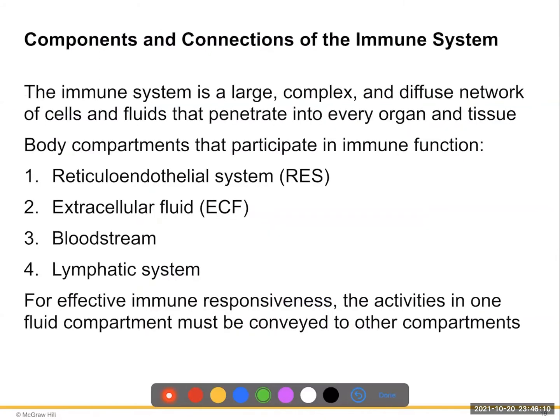So the immune system is really large and complex. It's a diffuse network, and it penetrates cells and fluids. And it penetrates into every organ and tissue of the human body. Body compartments that participate in immune function are the reticuloendothelial system, which is all the fibers, connective tissues, and support structures of the body; the extracellular fluid, which is all fluid outside the cells; and the bloodstream and lymphatic system. Bloodstream and lymphatic system carry all the white blood cells to and from where they need to get. So for an effective immune response, activities in one fluid compartment must be conveyed to the other compartments. They have to all flow together.